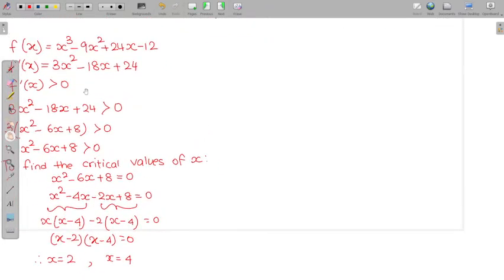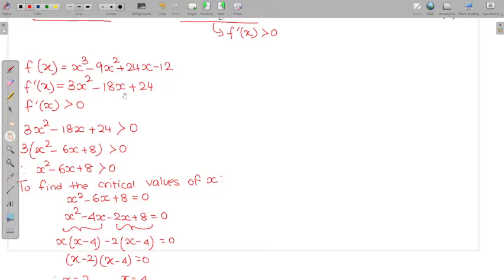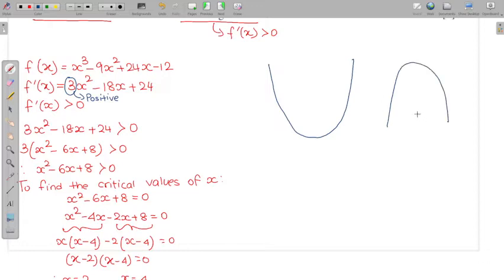So before we do that, if I want to sketch the graph of this expression, 3x square minus 18x plus 24. Since this is a quadratic equation, the graph should be a parabola. And since the coefficient of x square is positive, that means the graph should be like this. If it was negative, it would have been like this. But in this case, we will be having a graph like this.